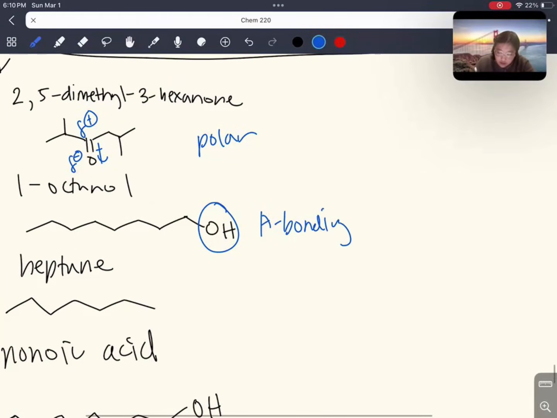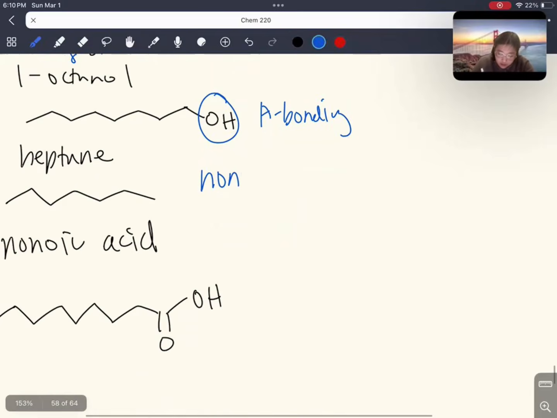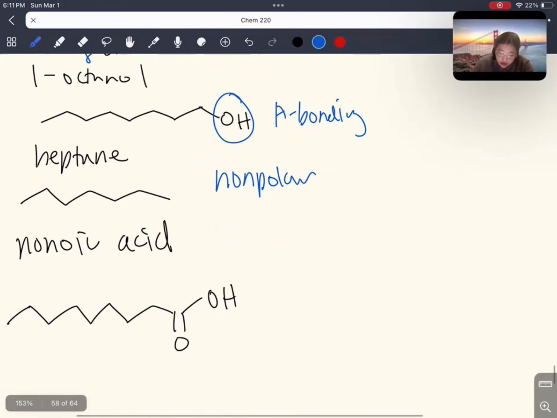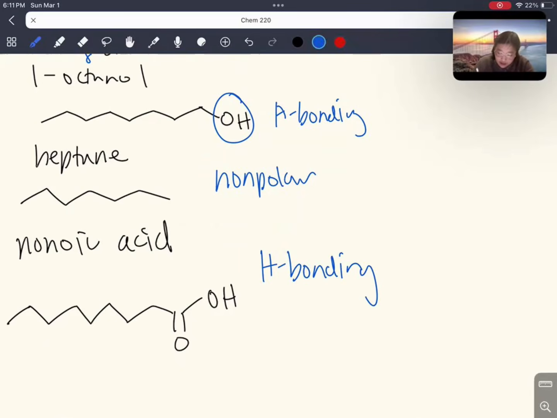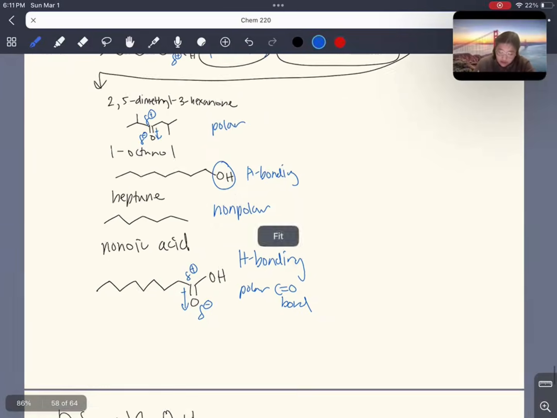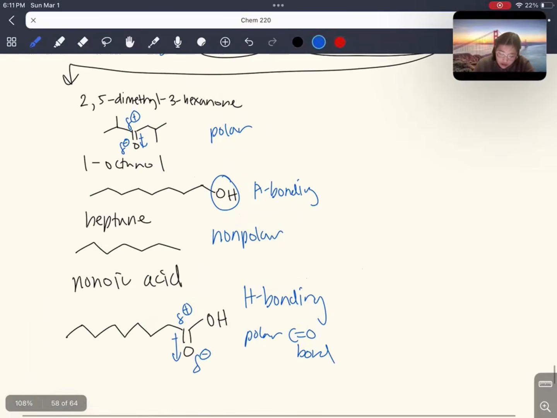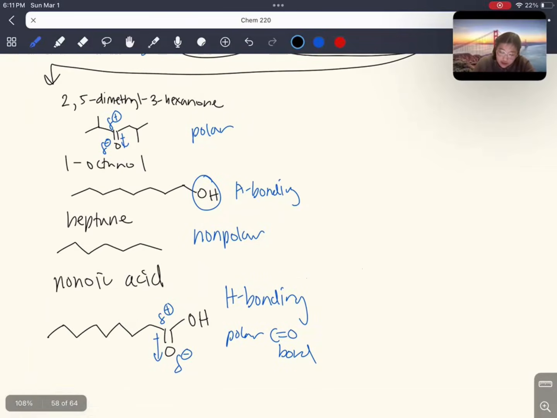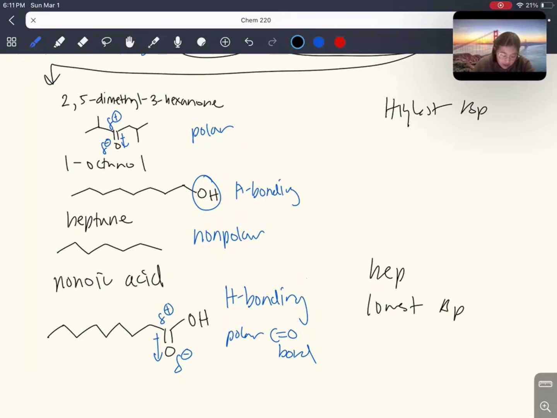Heptane is nonpolar, and nonanoic acid can also participate in H bonding, and it also has that polar C=O bond, right? So you have a partial negative here, partial positive here. And so we can pretty easily compare the bottom two, right? So if we have highest BP, lowest BP, our lowest BP is going to be heptane because you only have nonpolar interactions.